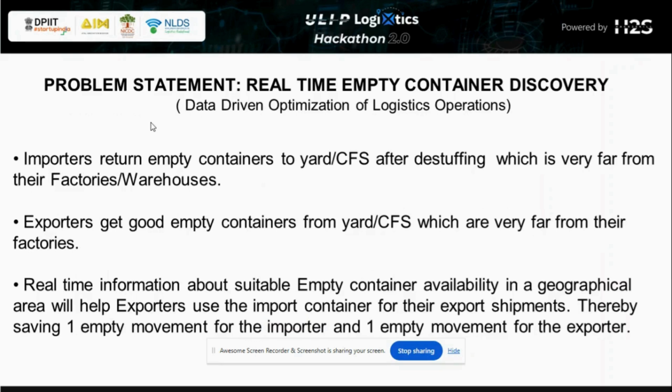Now there is the other part, the exporter, who is based out of Bangalore again, and he wants an empty container for his export shipment. So he brings an empty container from Chennai to his factory in Bangalore, stuffs the container, and then brings it back to Chennai. Our idea is that if we can give real-time information about empty container availability in a particular geographical area, then exporters will be able to use the importer's empty container for their export shipments. This will save one empty container movement for the importer and one for the exporter.